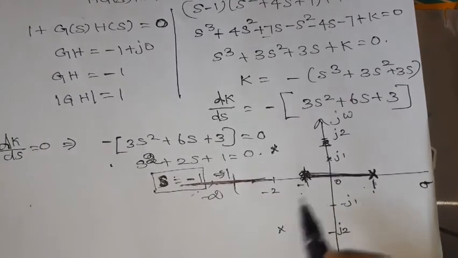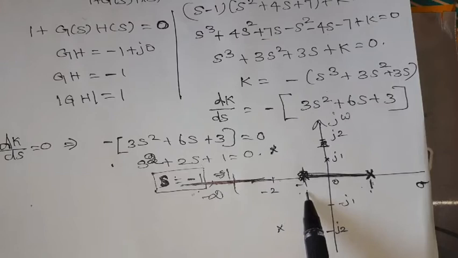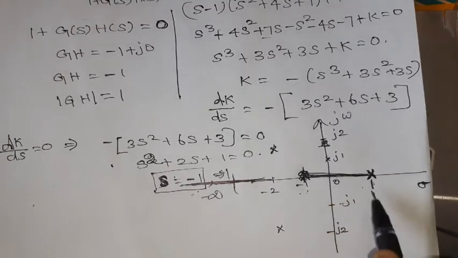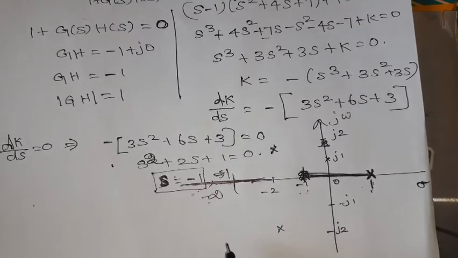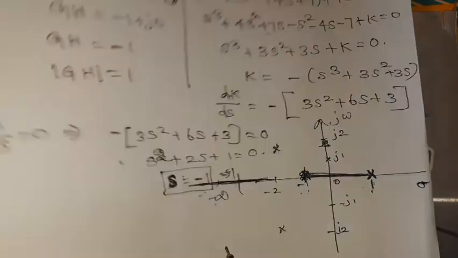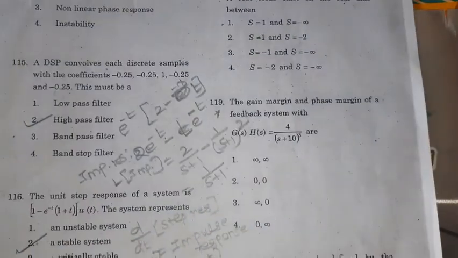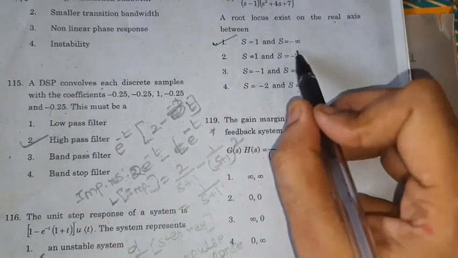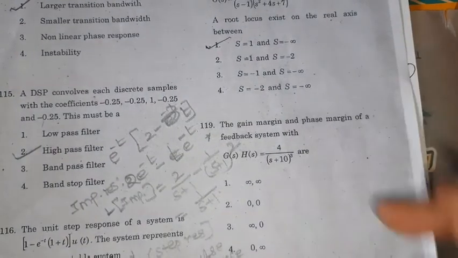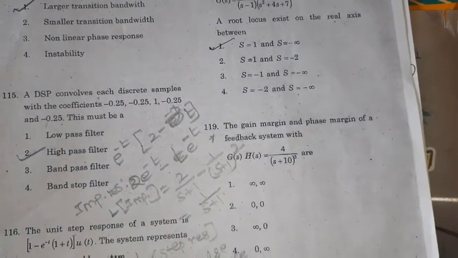So at s is equal to minus 1, at s is equal to 1 and s is equal to minus infinity, the root locus will be in between. So the option s is equal to 1 and s is equal to minus infinity is the correct option for this problem. Are you clear about this?